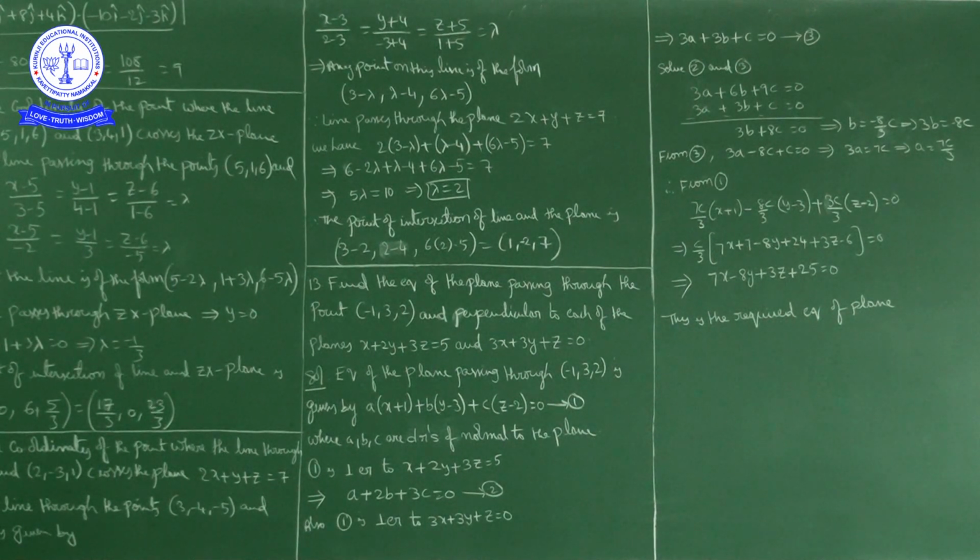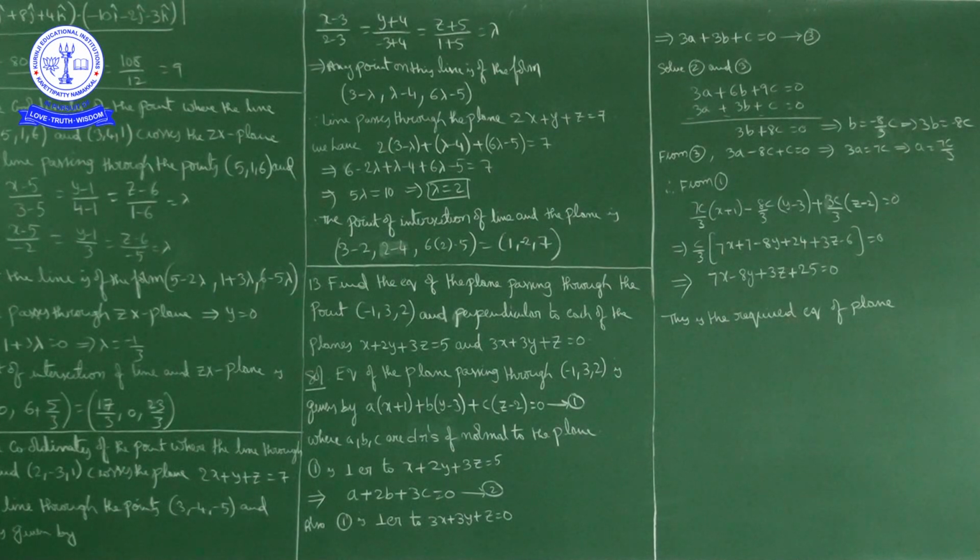Next question. Find the equation of the plane passing through the point (-1, 3, 2) and perpendicular to each of the planes x + 2y + 3z = 5 and 3x + 3y + z = 0.